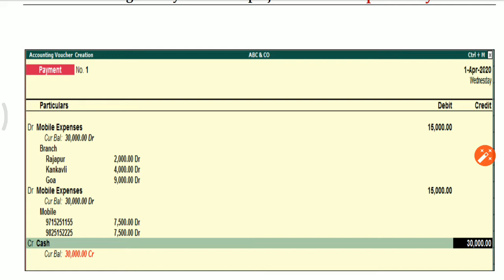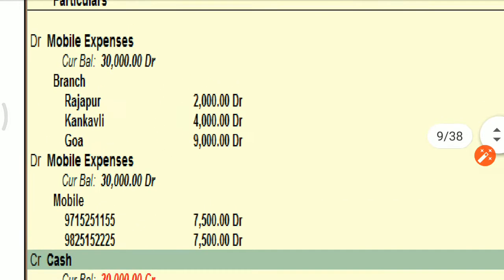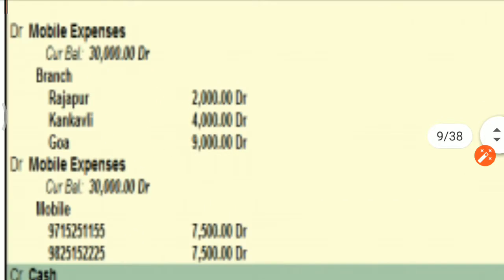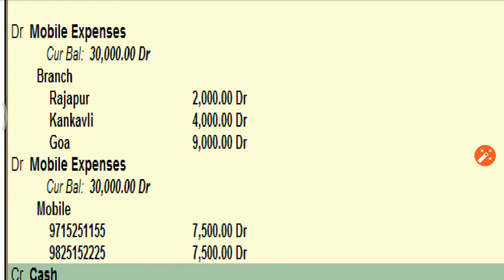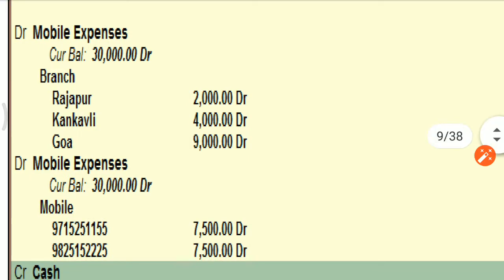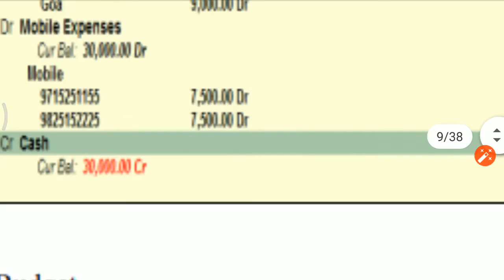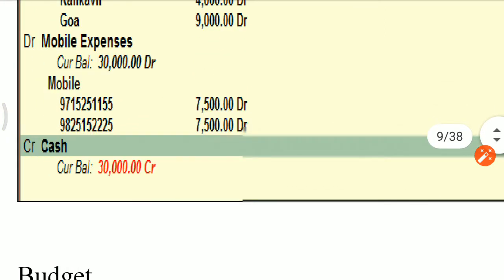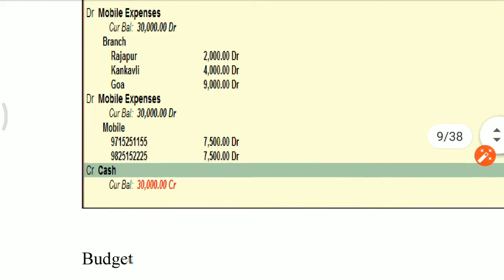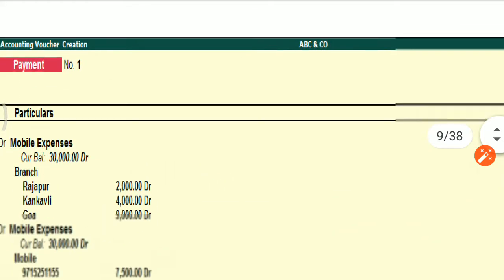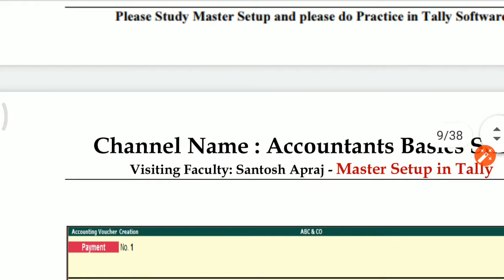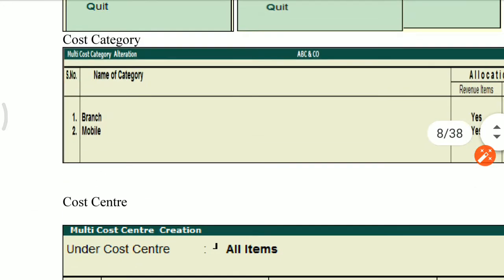Just watch on the screen, mobile expenses is 15,000, and this is the allocation of the mobile expenses cost. That is Rajapur, Kankoli, Goa, and mobile expenses, mobile number wise. This is the cost. Hope that you have understood the meaning of cost category and cost center.